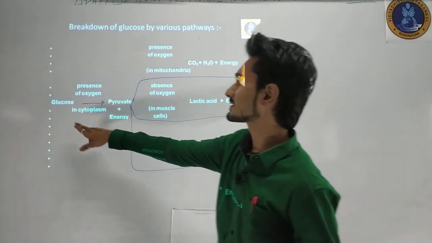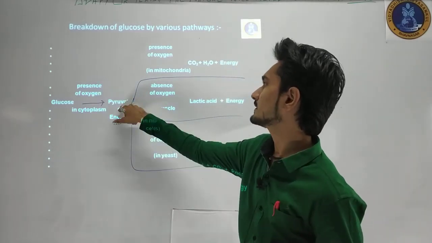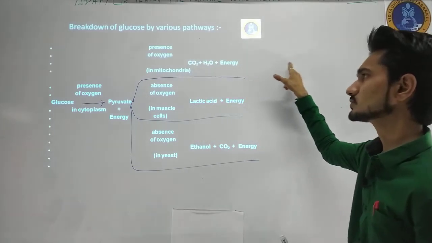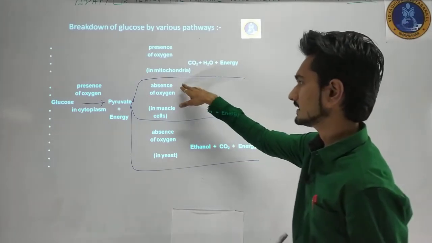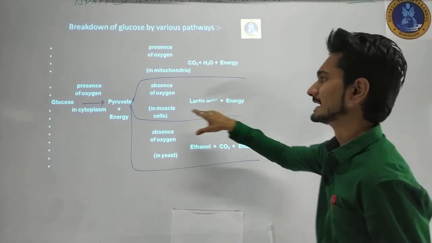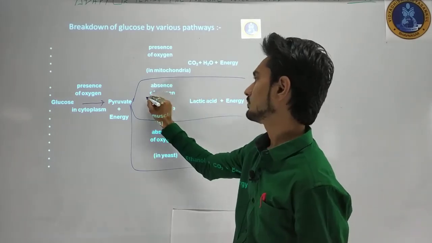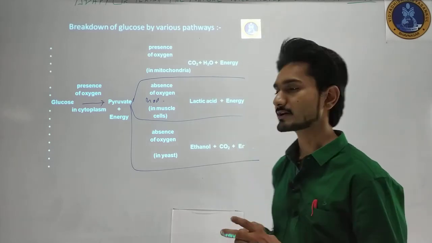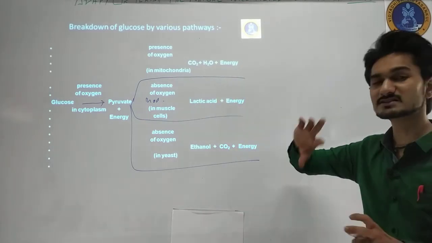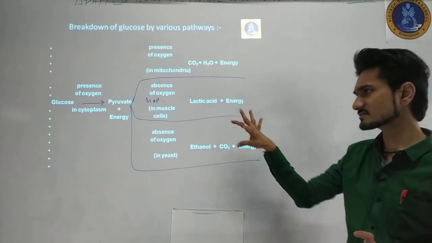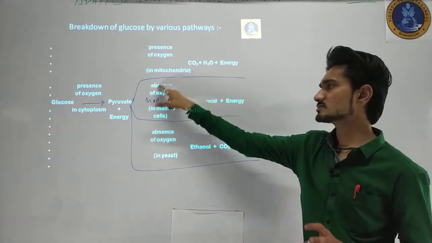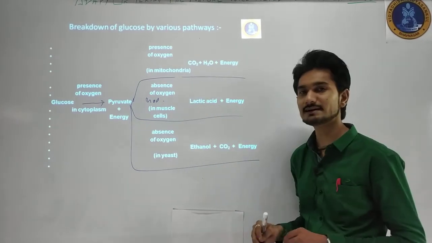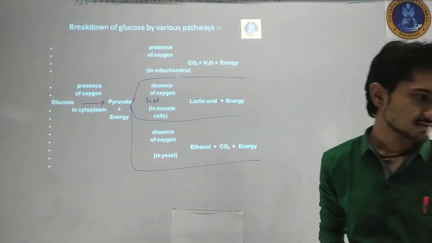Now you can see that glucose gets converted into pyruvate. For pyruvate, if oxygen is present, CO2, H2O and energy are produced. In the absence of oxygen, lactic acid. Absence of oxygen or moderate oxygen both come under the same scenario, because both are considered anaerobic respiration. That's why the absence of oxygen is written in both places. We can write it here: the moderate presence of oxygen.